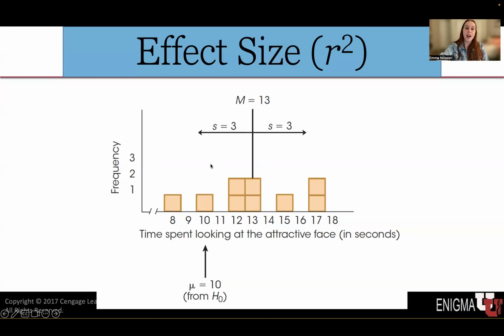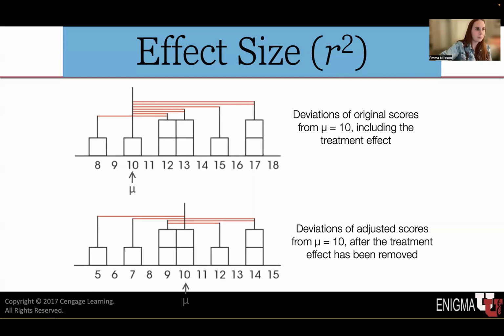And to measure the size of the treatment effect, we're going to calculate deviations from the mean and the sum of squared deviations in two different ways. So let's look into that a little bit. Here are two different figures that are going to show us a visual representation of what treatment effect is and variability based on treatment effect. So this top figure is showing us the original set of scores, right?